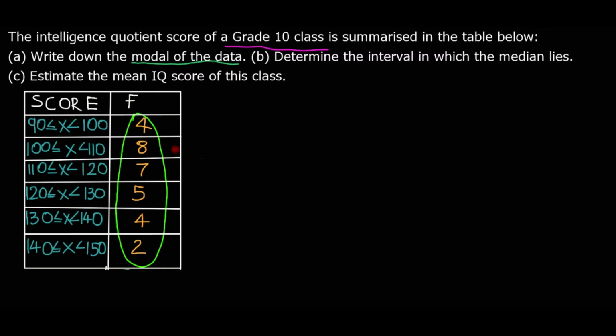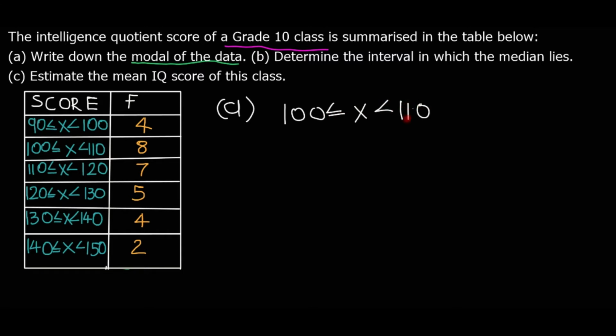When you look here, the highest frequency is 8. So answering this question, we get our modal class as this one. We want the interval that has the highest frequency. So for part A, the modal class is 100 is less than or equal to x, and x is less than 110. As you can see, this is the highest frequency, and correspondingly this interval. So let's move to the next one.